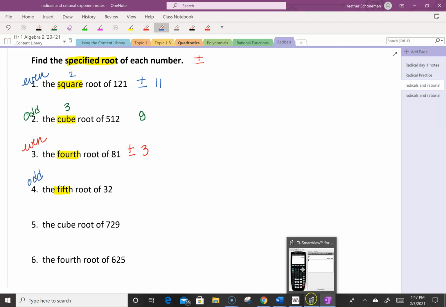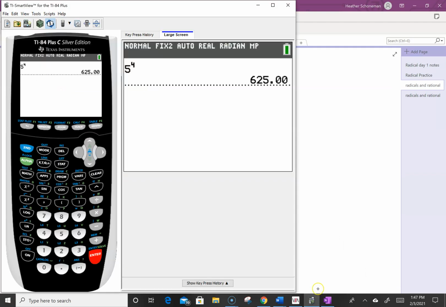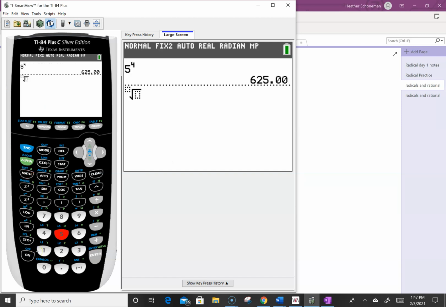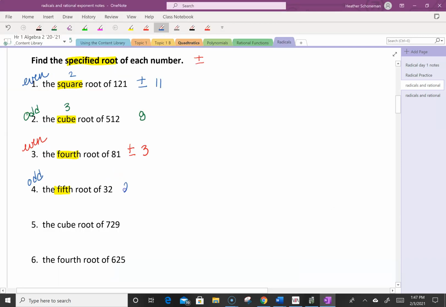But this one isn't on my chart, so I'm going to use my calculator. And to do the 5th root of 32, I'm going to hit my math button. The math is the third one down on the left. I want option 5 where I can adjust the root. So where the root is, I want 5, and then under the radical, I want 32. And when I hit that, I get my answer is 2. So this is 2, and it's only positive because it's an odd root.